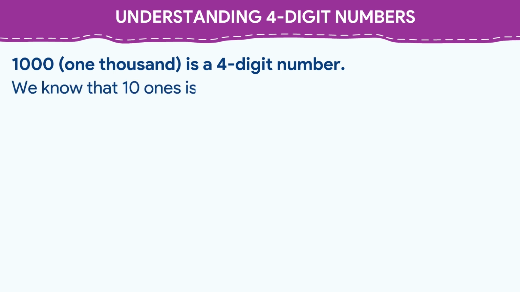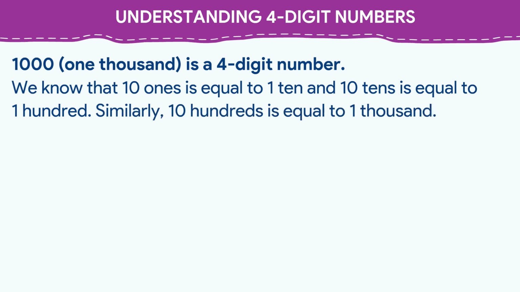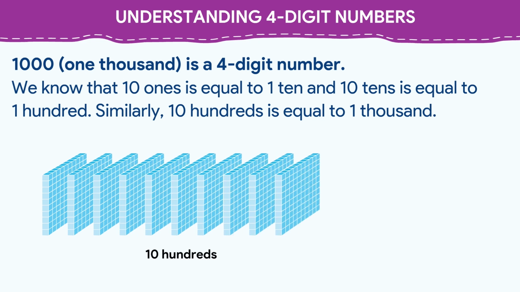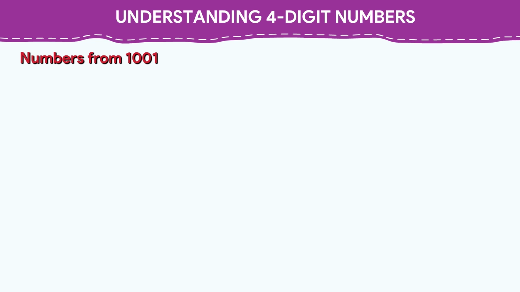We know that 10 ones is equal to 1 ten and 10 tens is equal to 100. Similarly, 10 hundreds is equal to 1000. Numbers from 1001 to 9999. Let us learn 4-digit numbers.